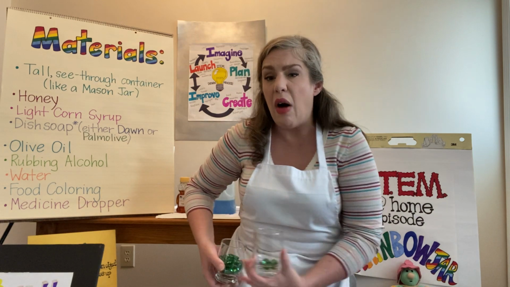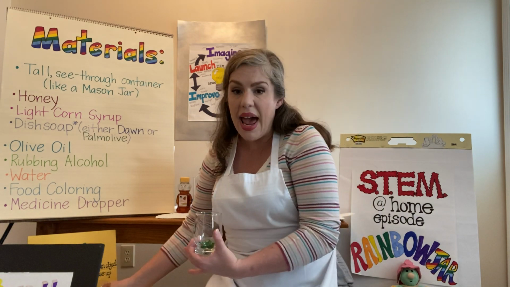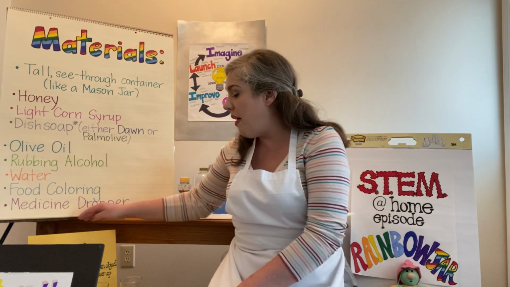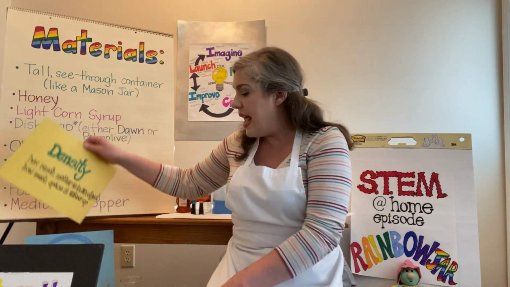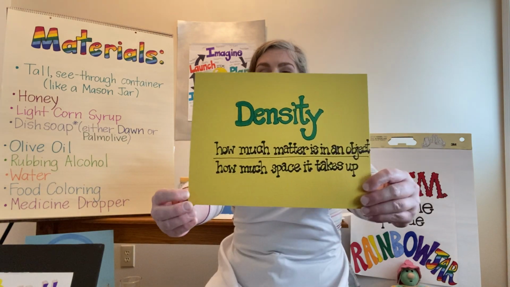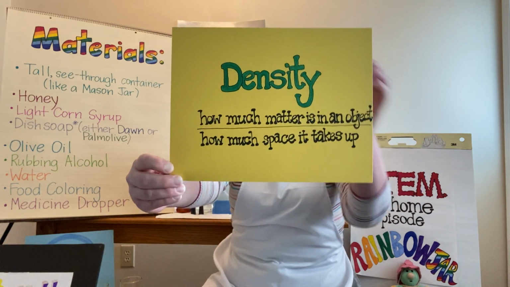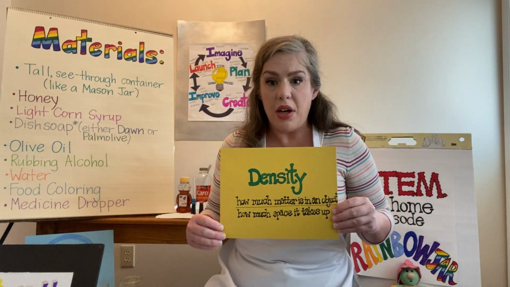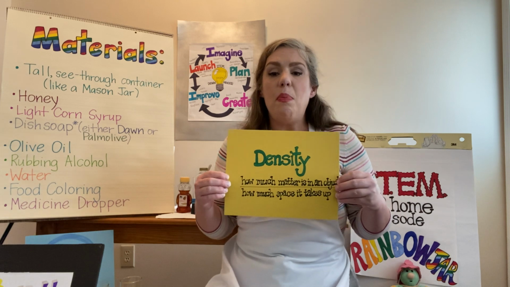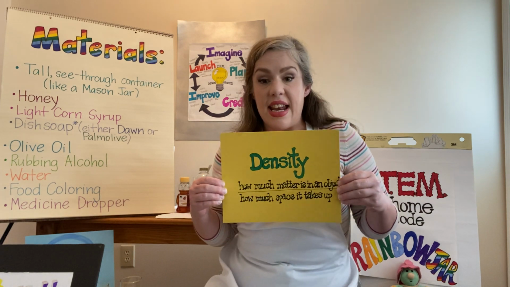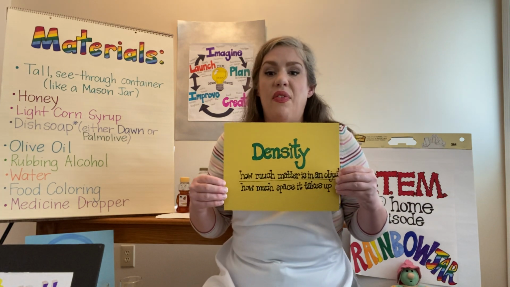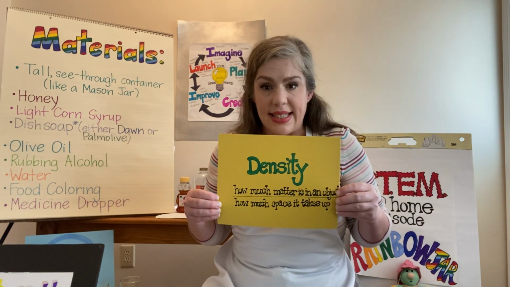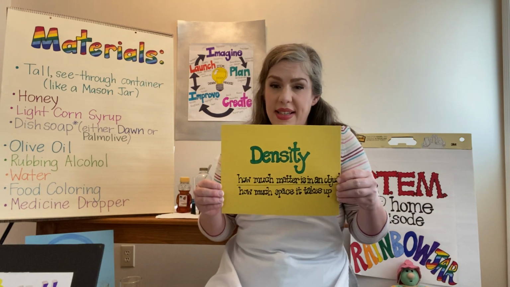So a measure of how heavy matter can be, and in this case liquids, a measure of how heavy they are, is that vocabulary word in science called density, okay? Density is a measure of how much matter is in an object divided by how much space that object takes up. I'm going to give you an example here.